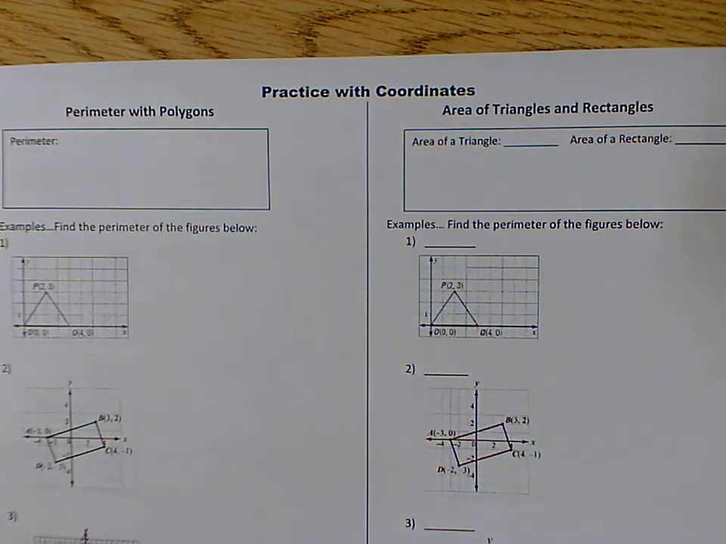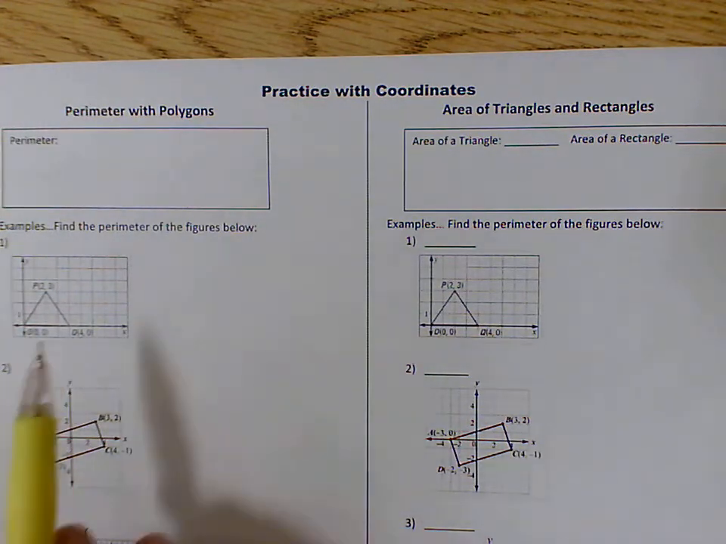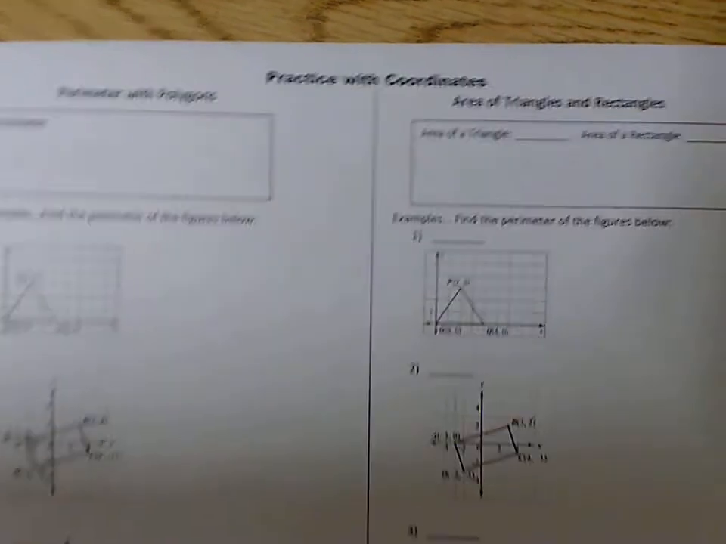So now that you've talked about how to find the distance between 2 points, we're going to use that to help us with finding the perimeter of polygons. And we're also going to work on finding area of triangles and rectangles. But notice these problems are on a coordinate plane, so that does change things. So we're going to start with perimeter, okay?